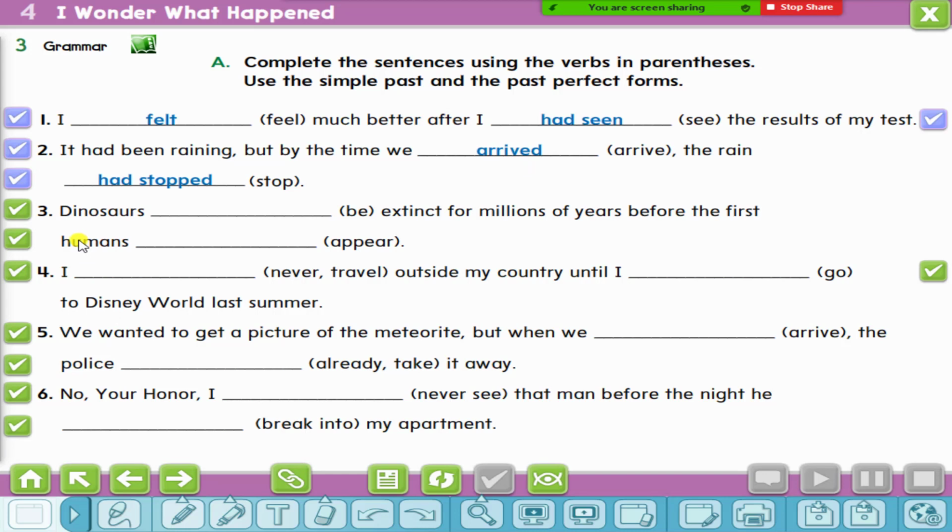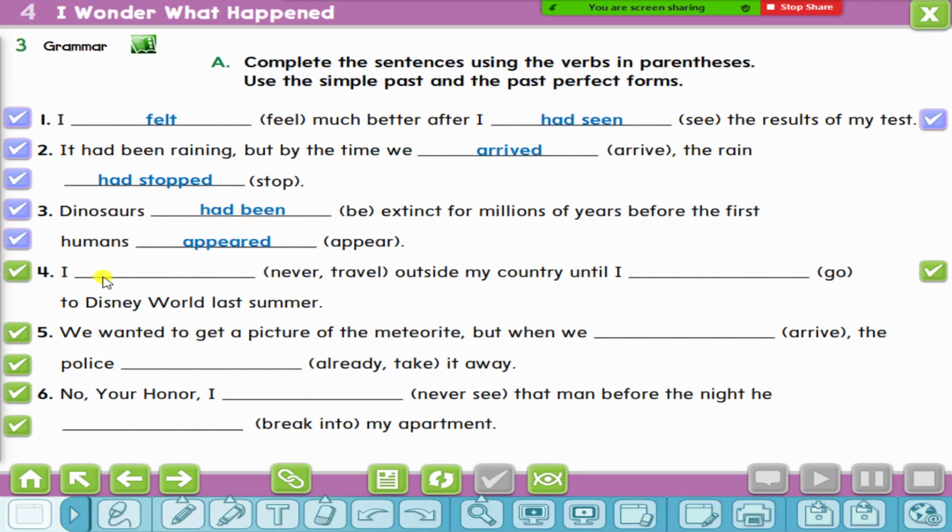Okay, number 3. Okay, Ahmed. Dinosaurs had been extinct for millions of years before the first humans appeared. Appeared, yes. Very good, Ahmed. Had been, this is the first action, and appeared, this is the second action. Appeared in the simple past, and be in the past perfect becomes had been. Very good, Ahmed. Thank you.